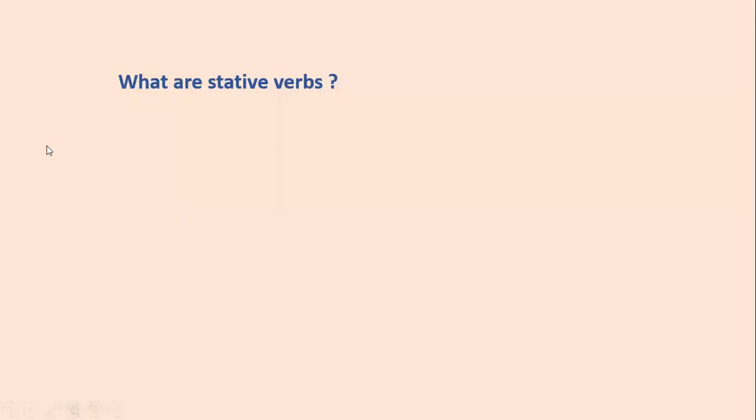Hello everyone, today we are going to discuss stative or state verbs. Let's see what we mean by stative verbs first. What are stative verbs or state verbs? They can be called by both names. We use them to talk about a state rather than an action. A state means حالة, rather than an action.